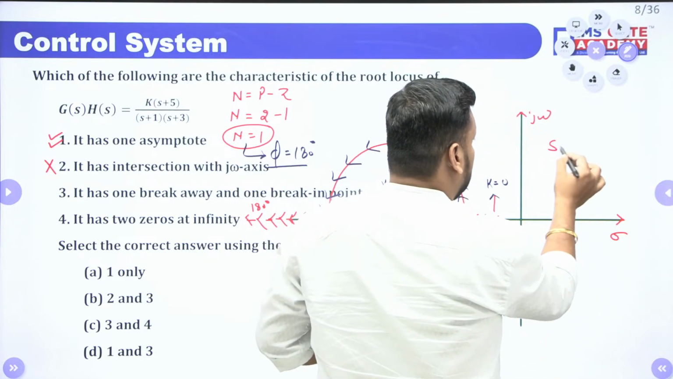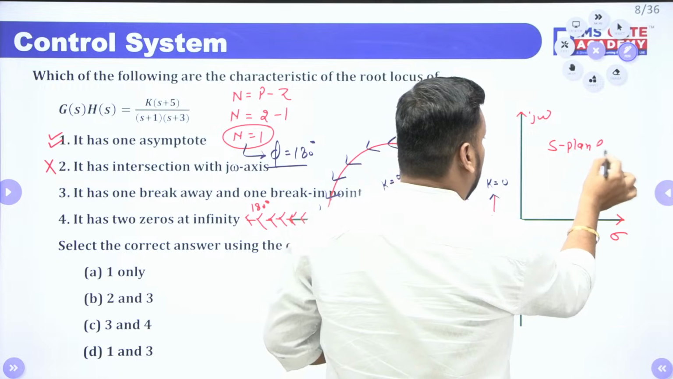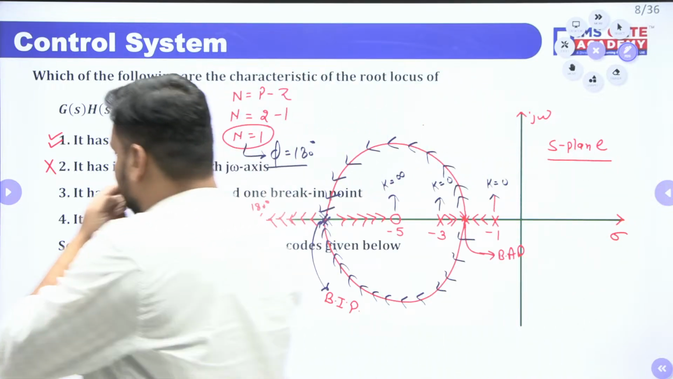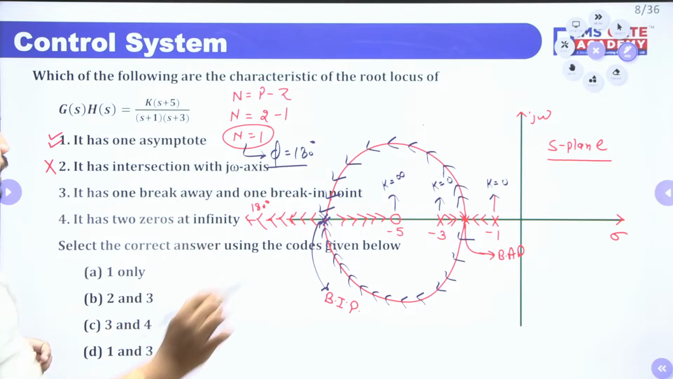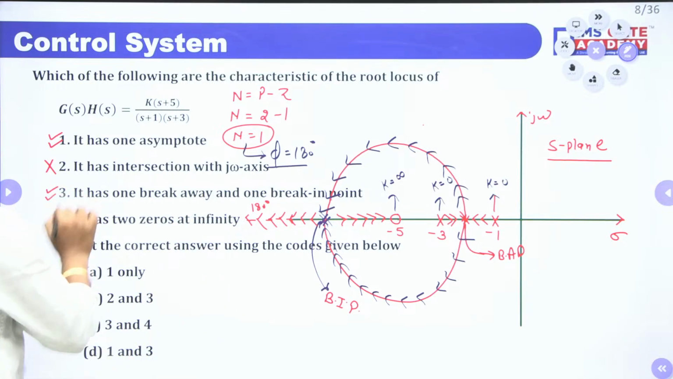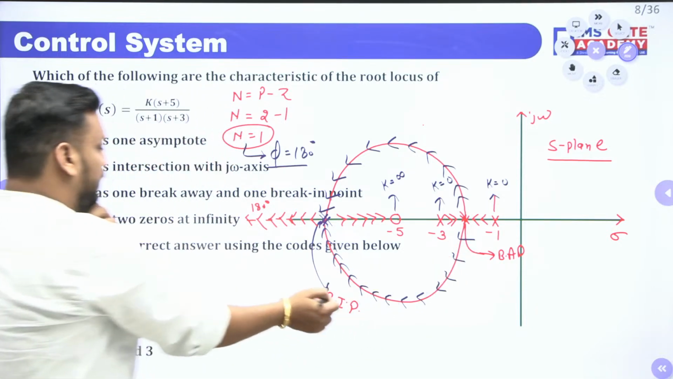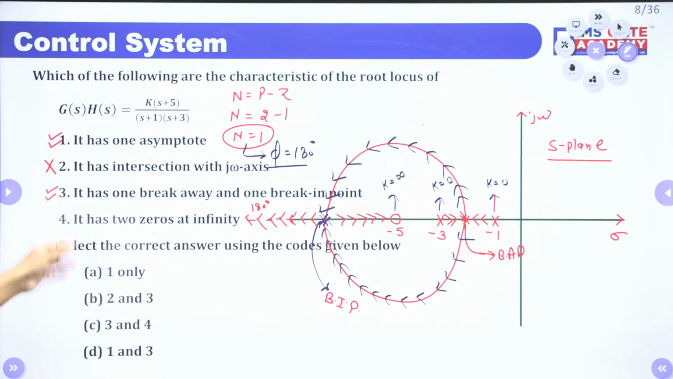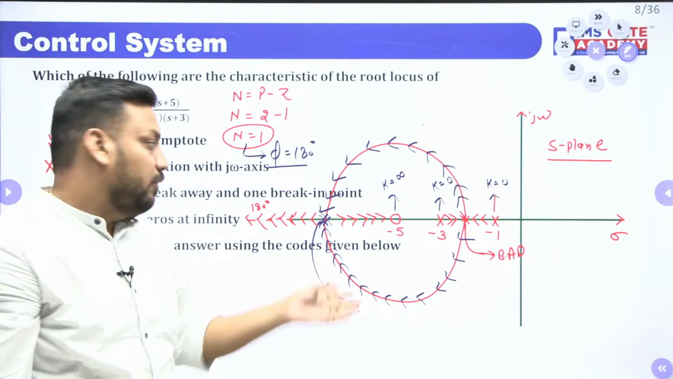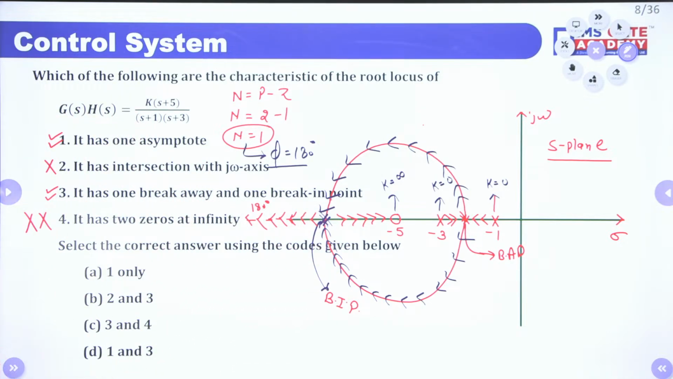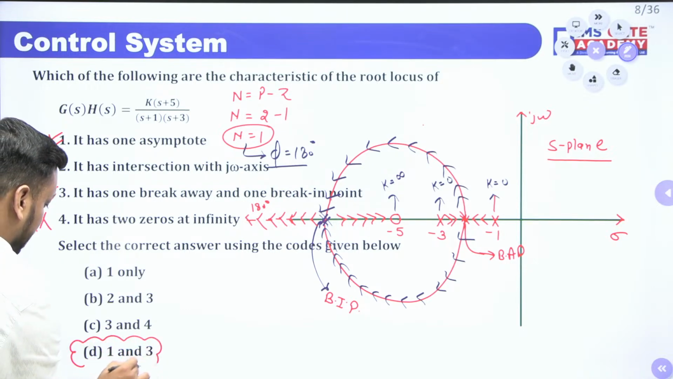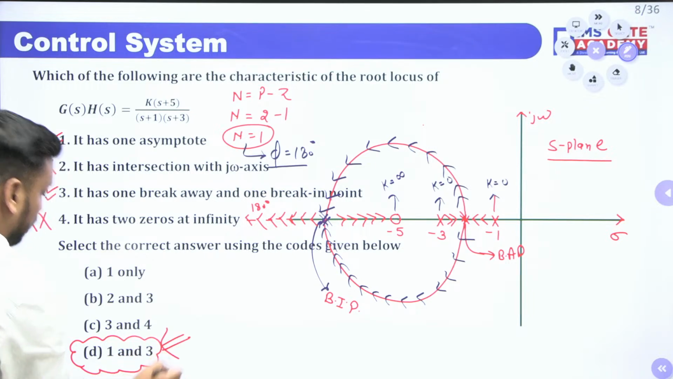So this is your sigma, j omega, and this is your S plane. It has one breakaway and one break-in point. This statement is also correct, sir. This is working as the BAP, breakaway, and this is the break-in point. It has 2 zeros at infinity. This is a wrong statement. Why wrong? Because it has only 1 zero at infinity, one real zero and one virtual zero. So only 1 and 3 are correct, guys. It means only option D for Delhi is correct.